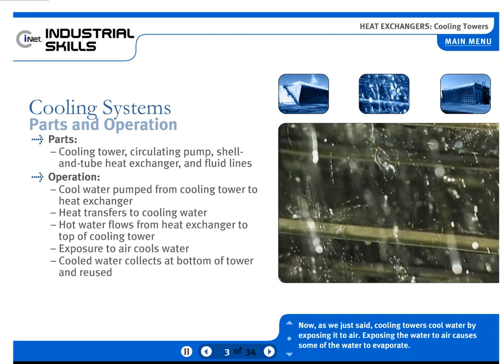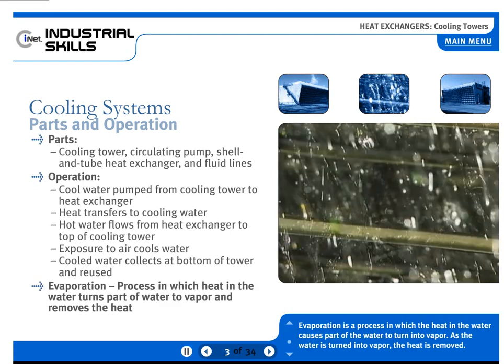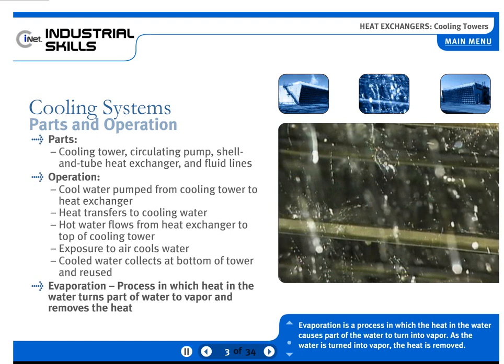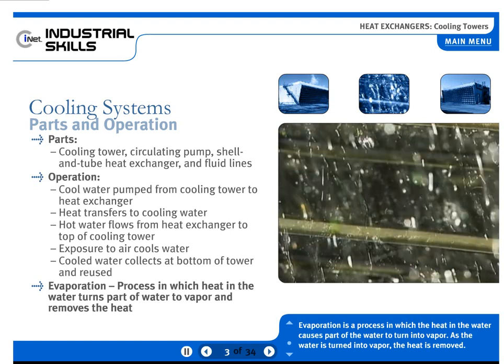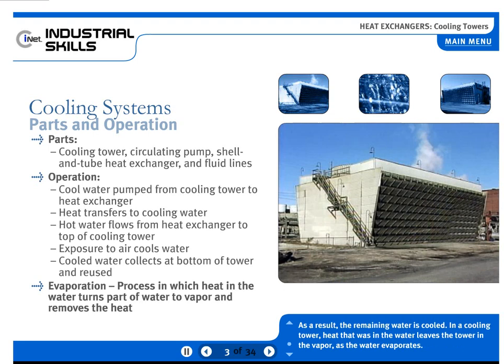Now, as we just said, cooling towers cool water by exposing it to air. Exposing the water to air causes some of the water to evaporate. In fact, most of the cooling that takes place in a cooling tower is a result of evaporation. Evaporation is a process in which the heat in the water causes part of the water to turn into vapor. As the water is turned into vapor, the heat is removed. As a result, the remaining water is cooled. In a cooling tower, heat that was in the water leaves the tower in the vapor as the water evaporates.